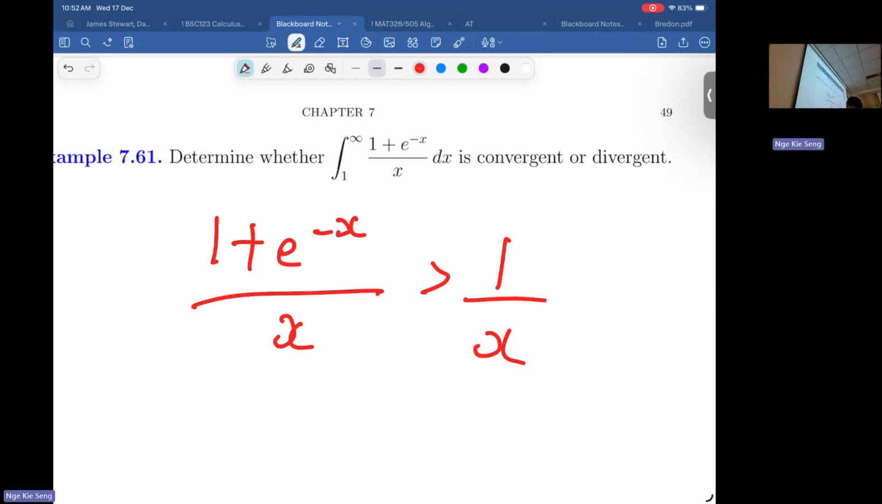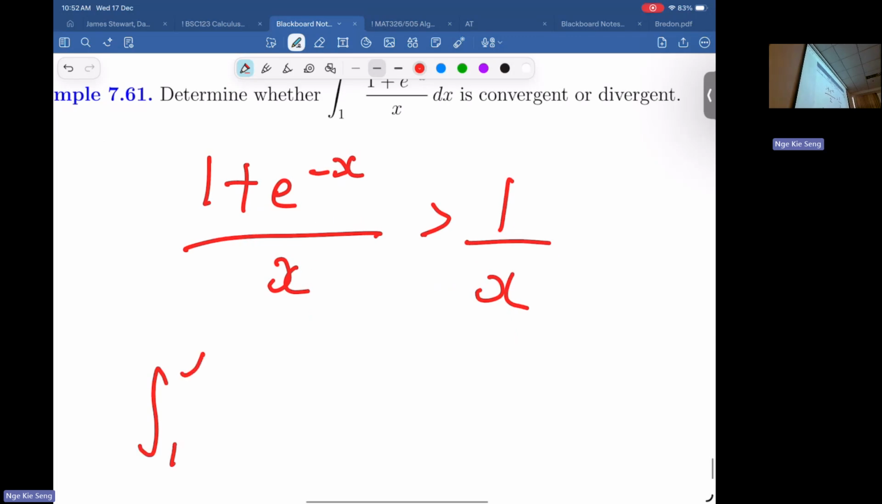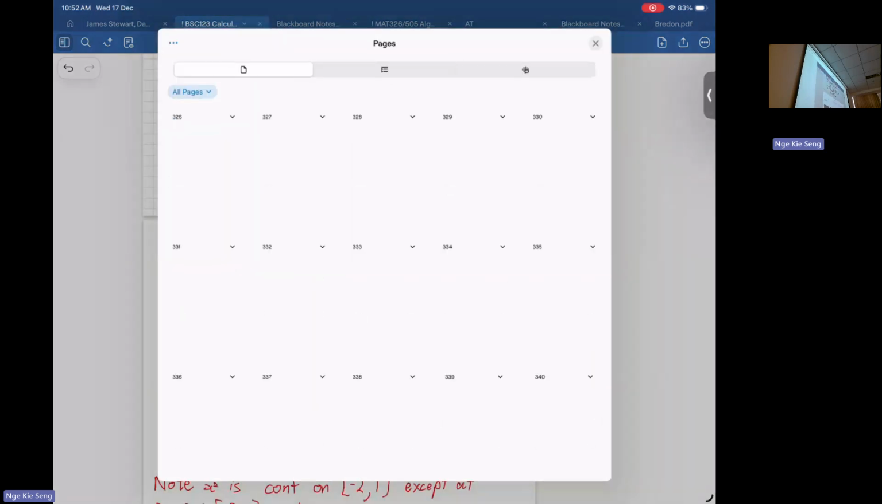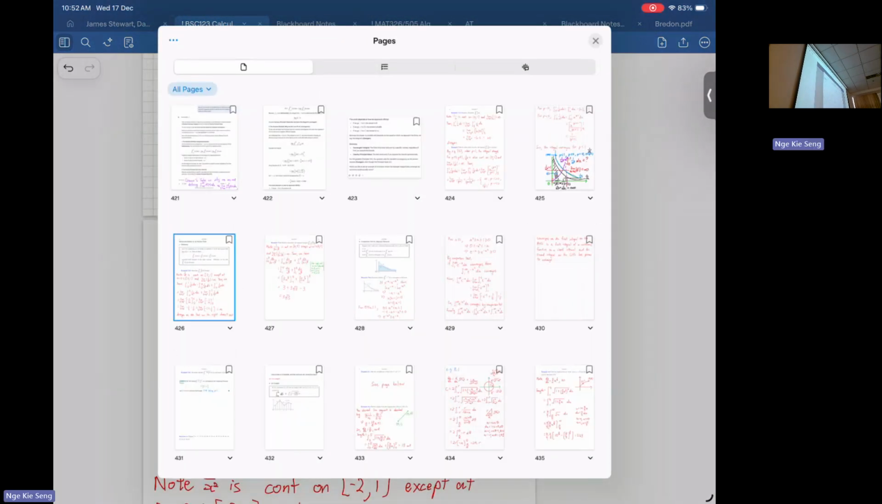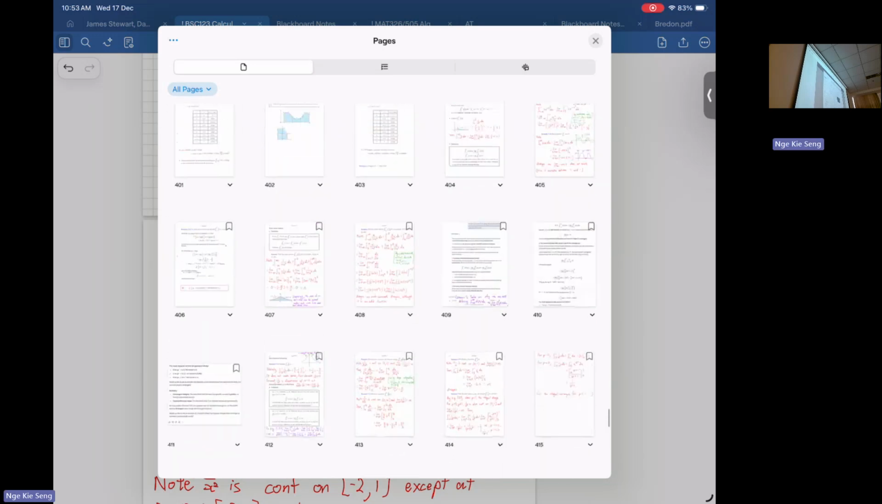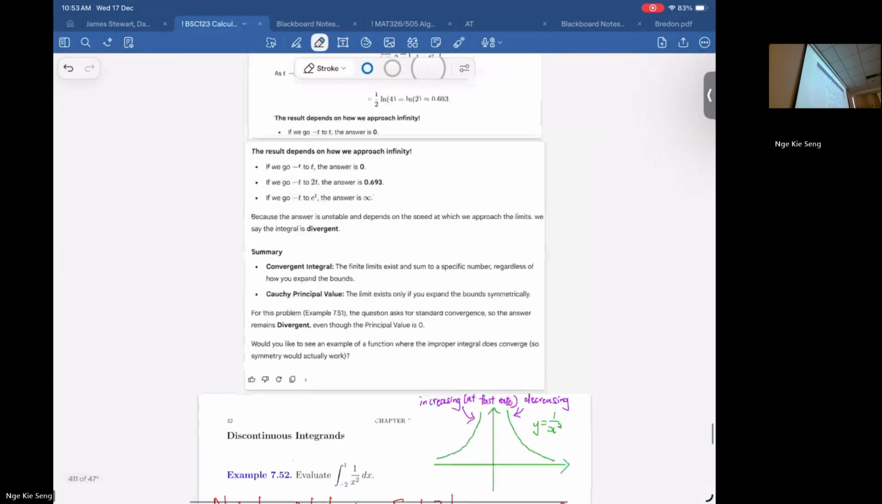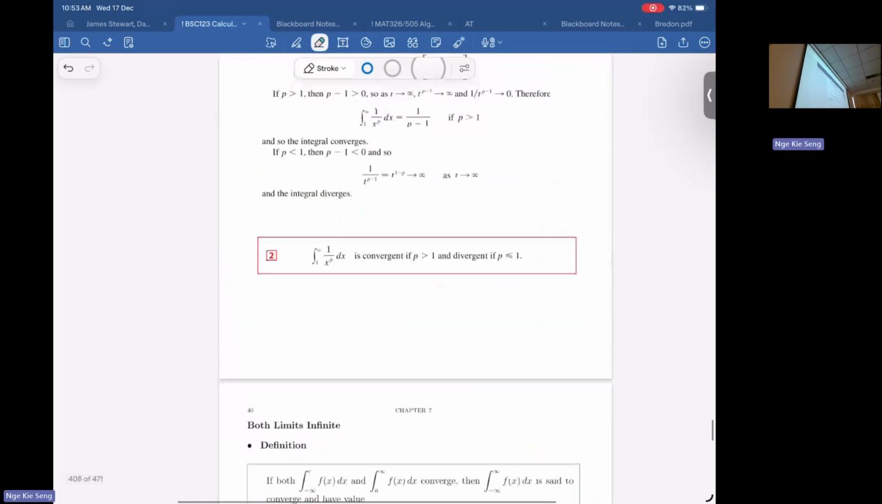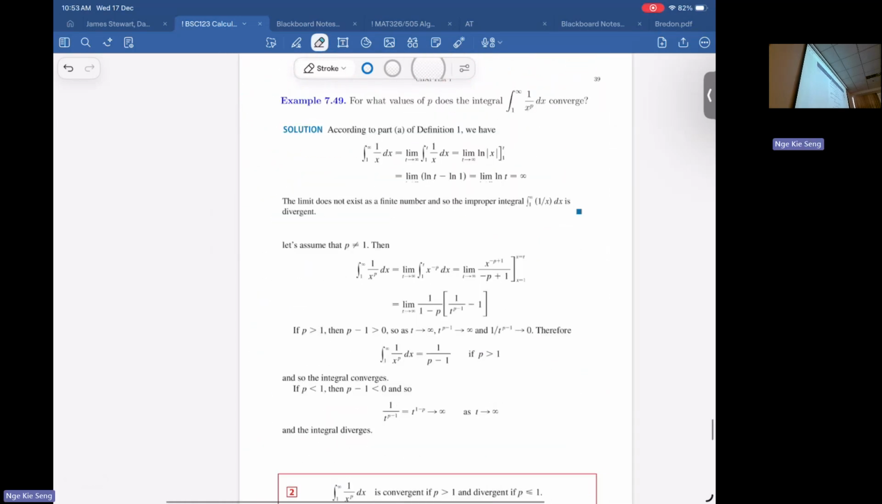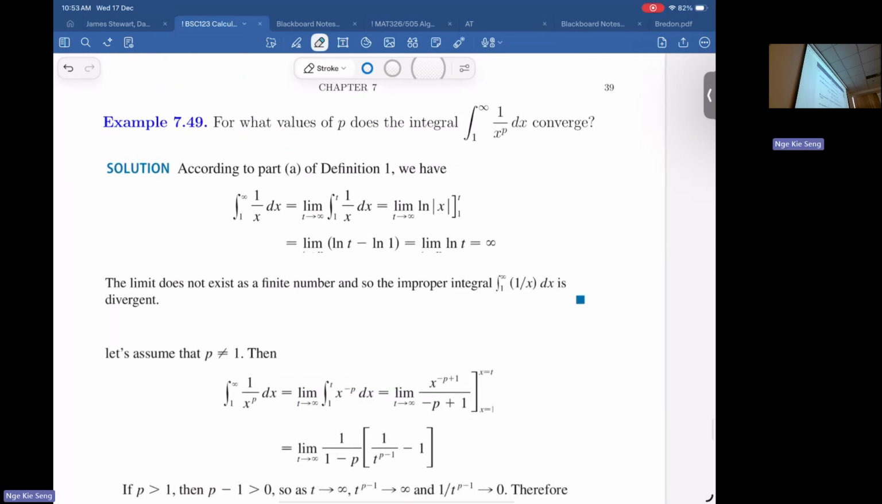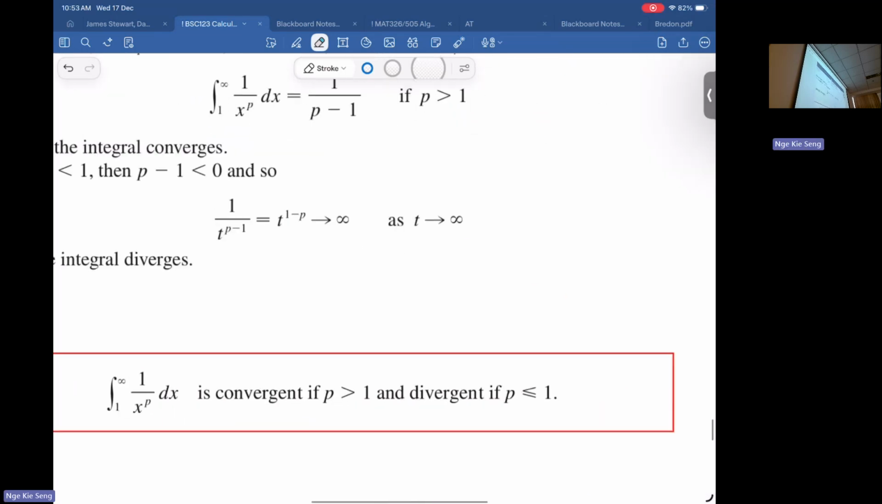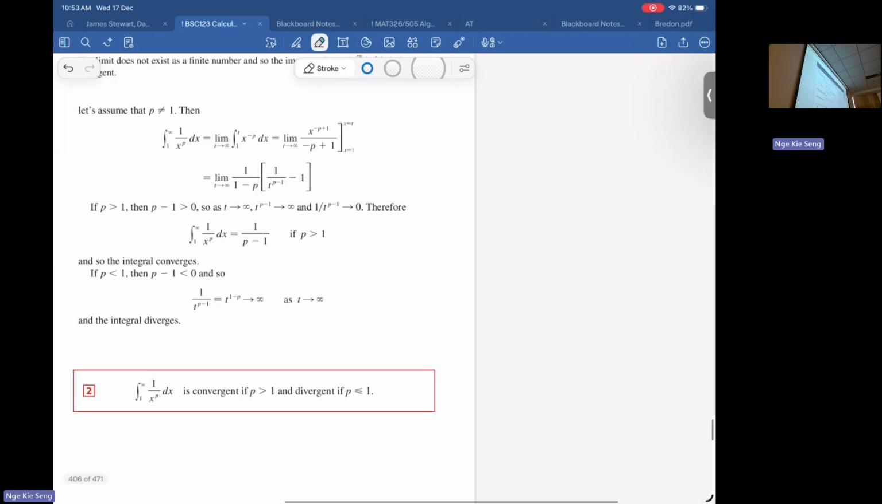Well, in this case, do you know about the integral from 1 to infinity of 1 over x dx? Does this look familiar? This is what we showed last time, right? 1 over x to the p. What was our result back then? Let's check. I think it was Example 7.49. So what's our result from last time? When does this integral converge? This integral converges only when p is greater than 1, and diverges when p is less than or equal to 1. Actually, we showed this, right?